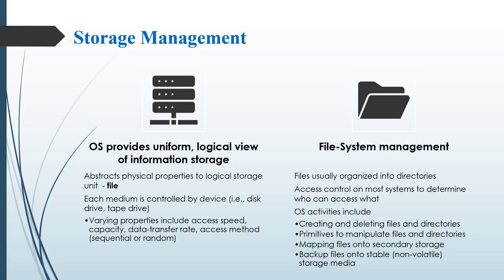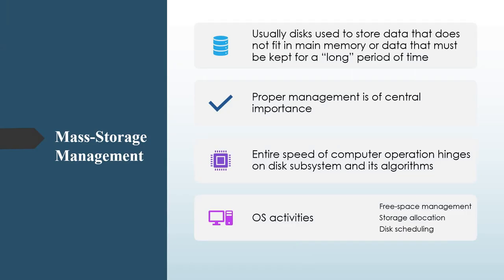So the OS's activities under file management are, first, creation and deletion of files and directories, then manipulations, meaning what kind of manipulation we can do, mapping files onto secondary storage, and backing up the files. These are the main activities of file system management.